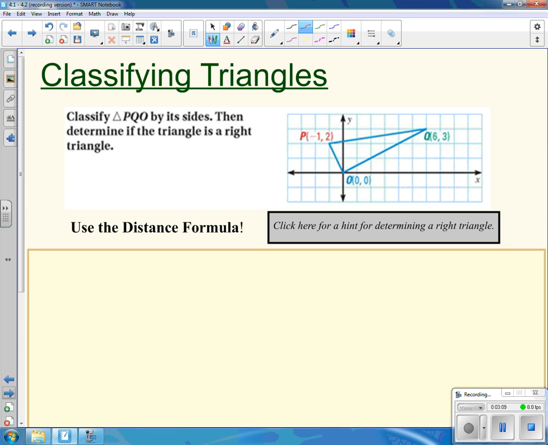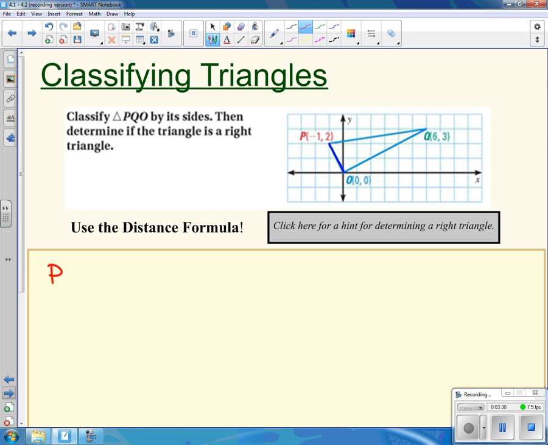Now when I look at the triangle, I can clearly see that the side from P to O is going to be a different length from the other two. So I know that this triangle is either isosceles or scalene. So I'm going to check the distance from P to Q and the distance from Q to O to determine if they're the same length or different lengths.